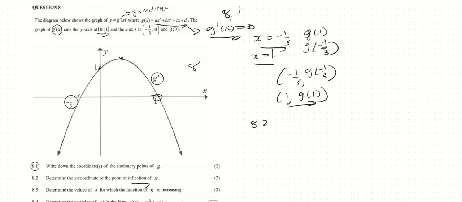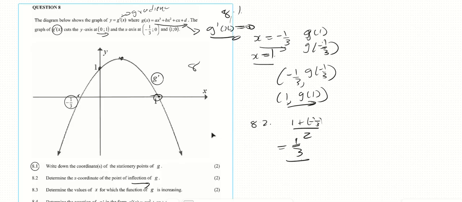So I'm looking at 8.2. My concavity is changing between the 2 coordinates. So this is going to be 1 plus negative 1 over 3, over 2. That's the midpoint. It changes at the midpoint of that. So that is 1 minus 1 over 3, divided by 2, which gives me 1 over 3. So the point of inflection is at that point.